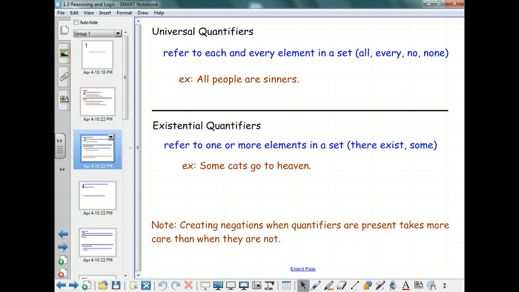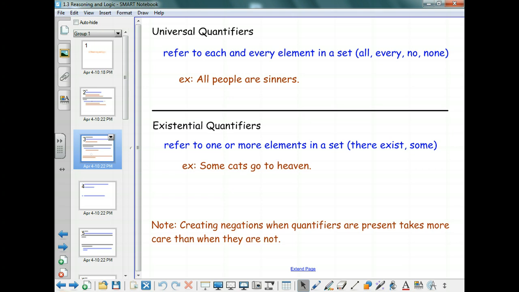Existential quantifiers refer to one or a few. And so we see words like there exists, or we see a word like the word some. For example, some cats go to heaven. Maybe they do, maybe they don't. That's not the point. This isn't the true-false issue. It's the language issue that we're talking about here. The word some doesn't mean they all do. It doesn't mean none of them do. It just means some of them do. I could just as well put the phrase there exists instead of the word some. There exists a cat that goes to heaven. Okay?